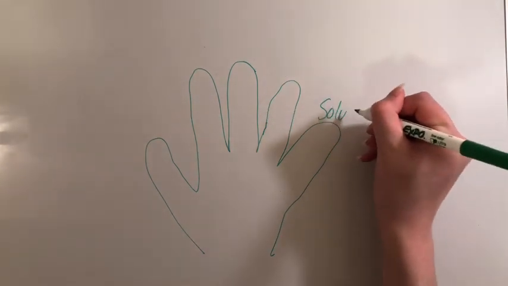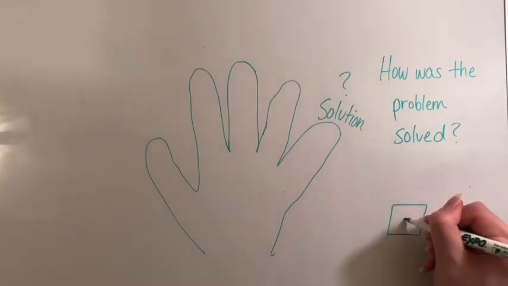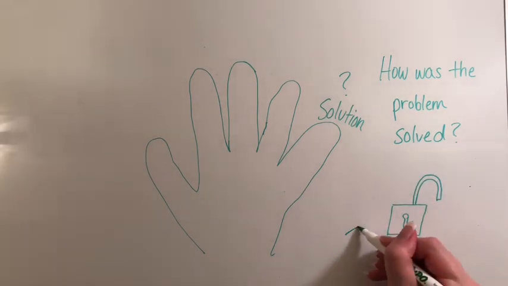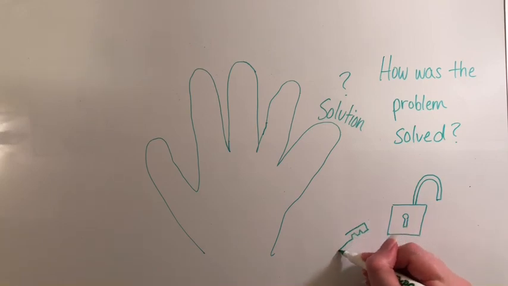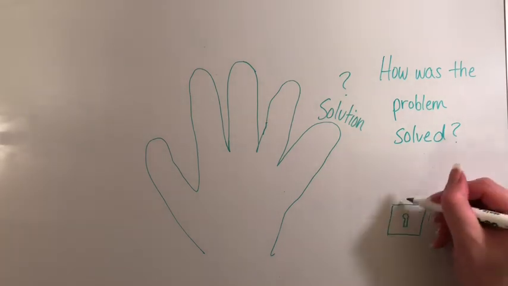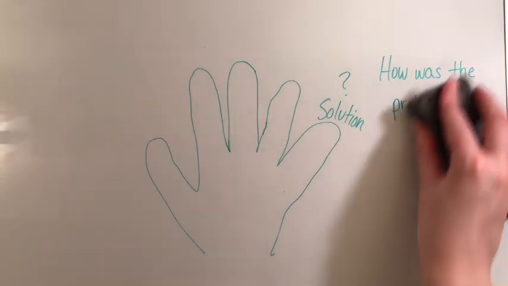Our last finger tells us about the solution in the story. How was the problem solved, or how was the goal achieved? Or maybe the problem wasn't solved and the goal wasn't achieved. Every book is different, and this is an important point to include in your retell so that your reader knows whether it was fixed or not.